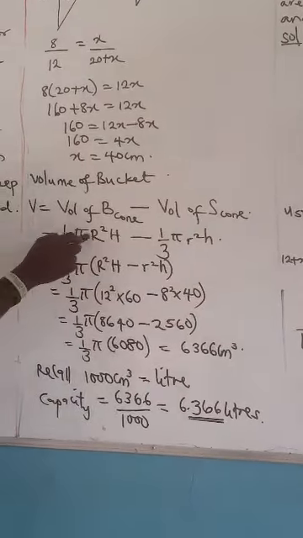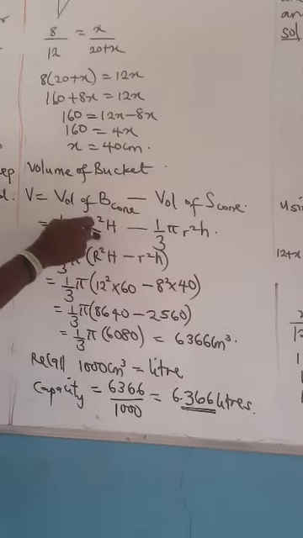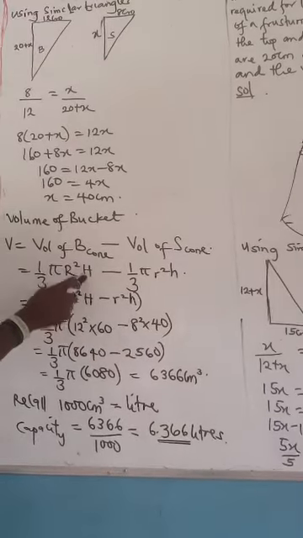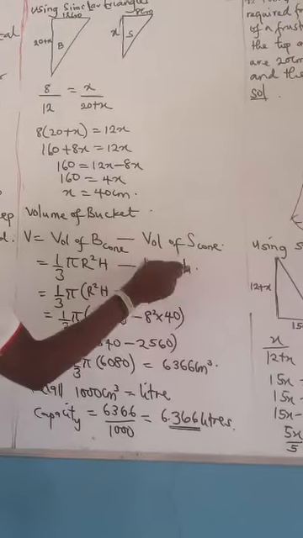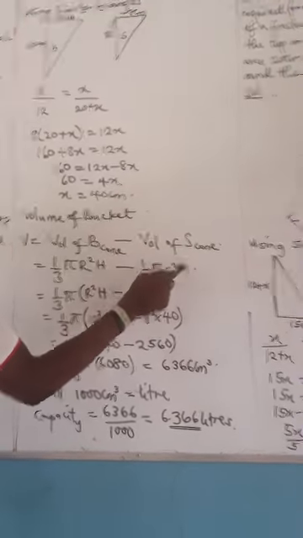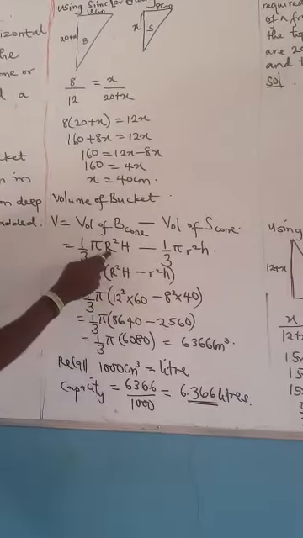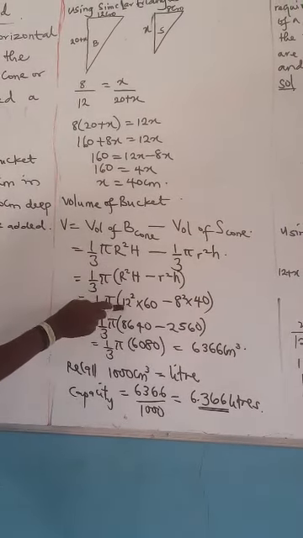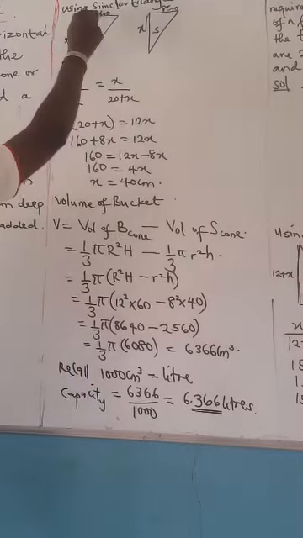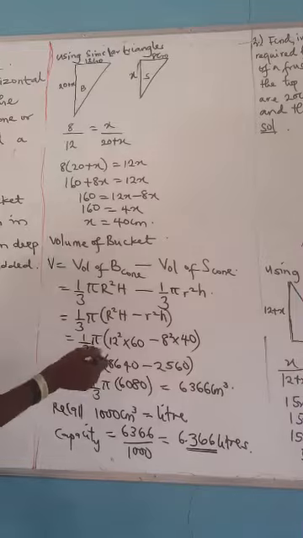Then 1 over 3 pi r square h. You can see that I use capital R to represent the radius of the big cone, H to be the vertical height of the big cone, then small r to represent the radius of the small cone, and small h to represent the height of the small cone. Then from there we can see that 1 over 3 is common, pi is common. I brought them out by factorizing them. Then we have the radius of the big cone 12, multiplied by the height, which is 20 plus x.